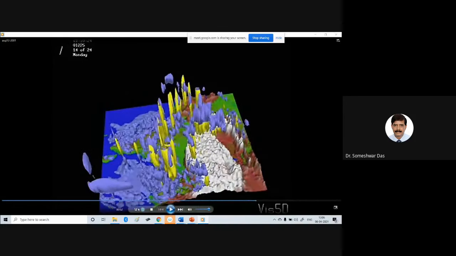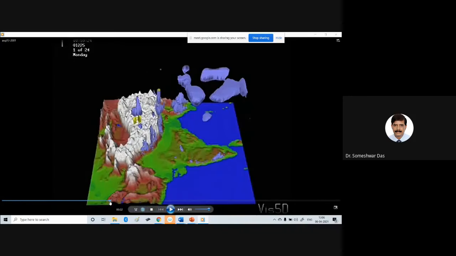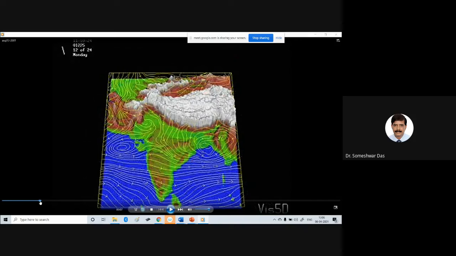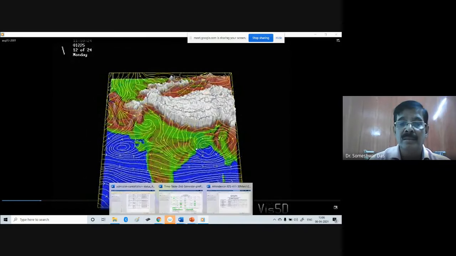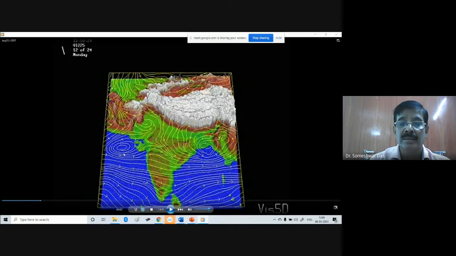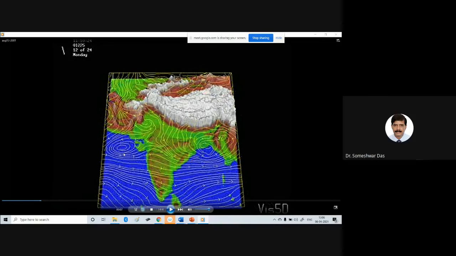Well, let me stop it and go back. Further go back. So what you see here is the landscape around India. On the northern side you see the tall mountains, right? That is the Himalayan range, and this is the Tibetan plateau that you know. And what we are seeing is the streamlines. These are the streamlines.